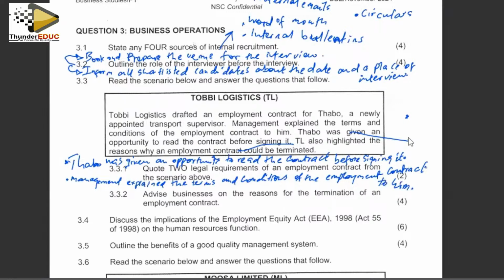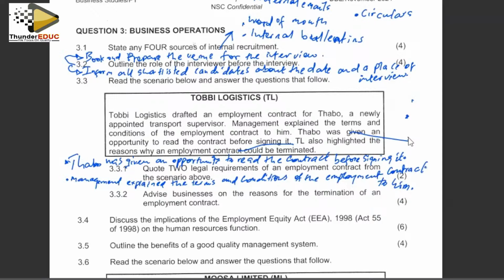Okay, so now we are saying that two of the legal requirements from the scenario are as follows. Tabo was given an opportunity to read the contract before signing it. And also management explained the terms and conditions of the employment contract to him. Okay, right, grade 12. So now let's move on to the next question, 3.3.2. Advise businesses on the reasons for the termination of an employment contract.